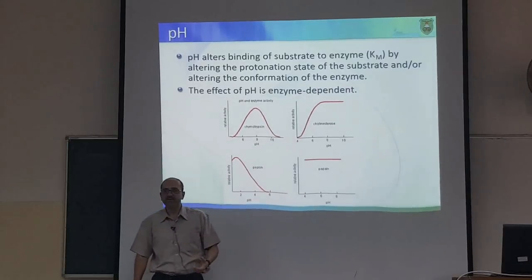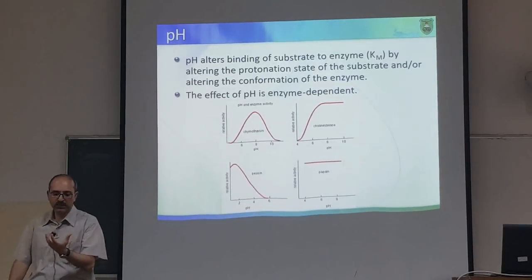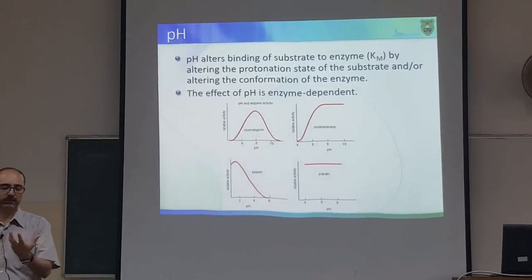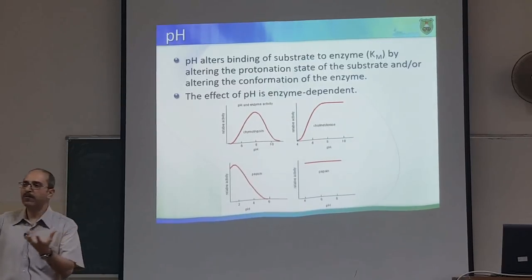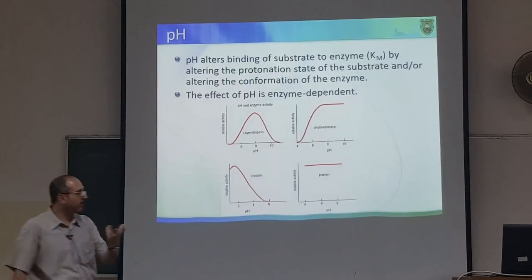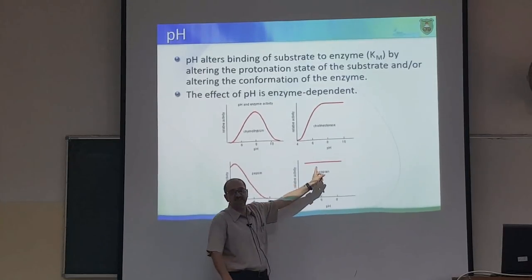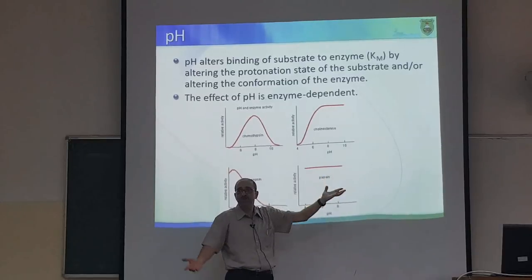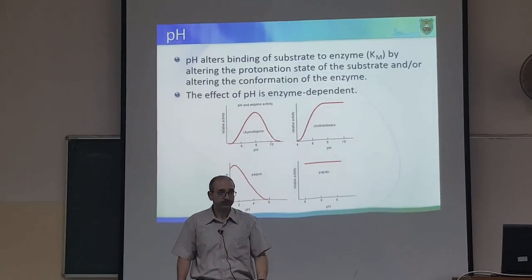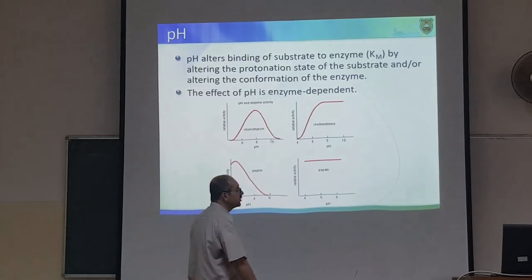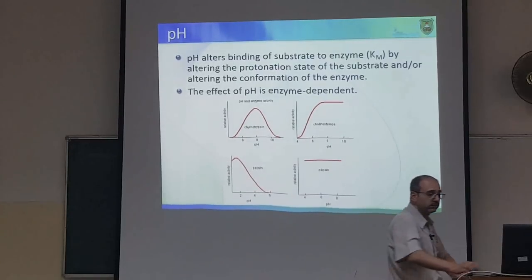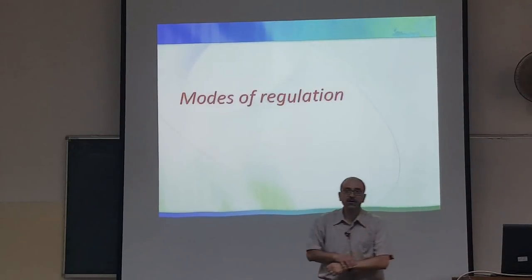Papain is an enzyme that exists in a fruit in the tropical regions called papaya. It looks nice. It's not affected by pH. So it's enzyme dependent. So, non-specific regulators.